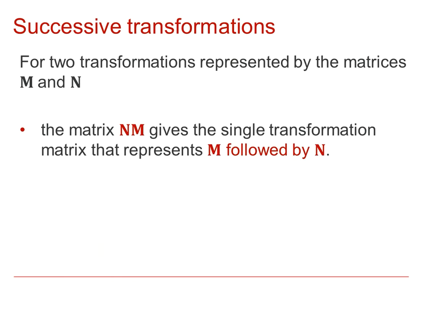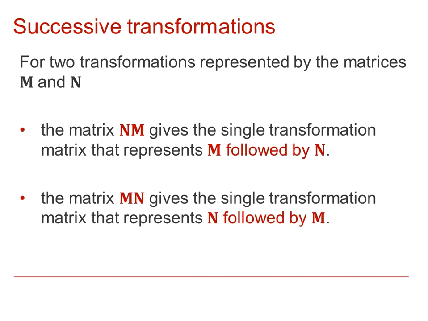So in general, if we have transformations M and N, NM is transformation M followed by N. Whereas if we do it in the other order of the product, MN is transformation N followed by transformation M. This is very similar to functions that you would have met in another context.